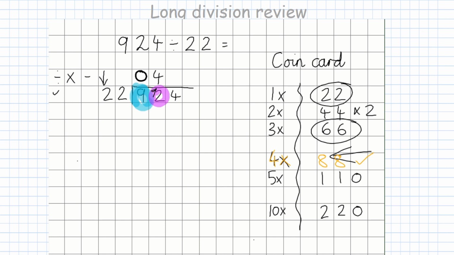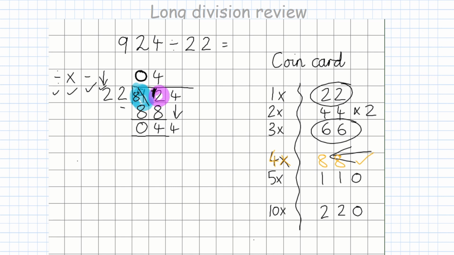We need to work on the multiply now. 4 lots of 22 is 88. We've done our multiplication step, and now we will need to subtract. So this is where putting that 9 as a remainder looks very confusing. So it's actually exchange the 9 for an 8. That becomes 12. Take away 8 is 4. 8 take away 8 is 0.